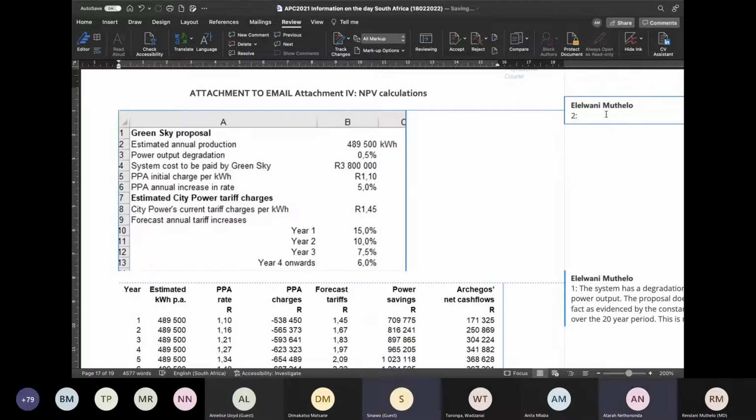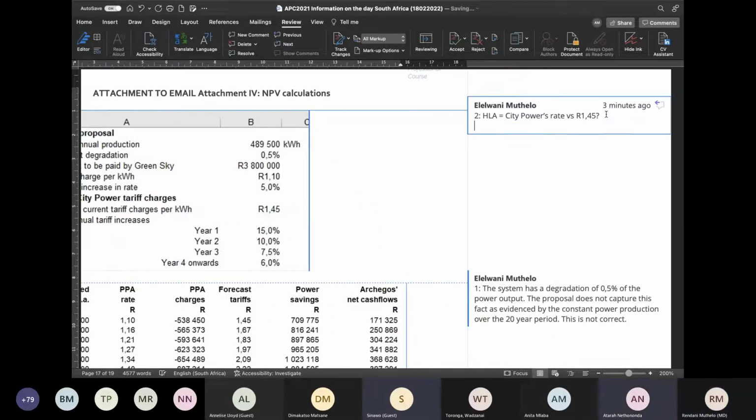I just want to ask why do we not have a problem with these percentages? The increase, the tariff increases. But maybe let's start here. Did someone show some probably higher level thinking or application? Do you know what is City Power's current estimated rate? Did the 145 sound good? Was it believable? No, it's not.